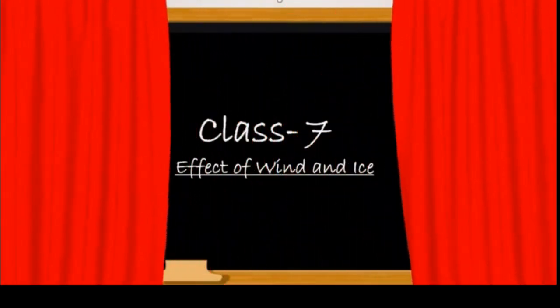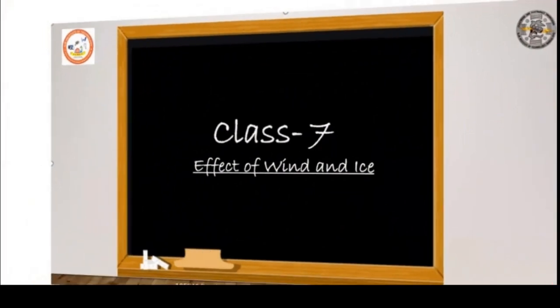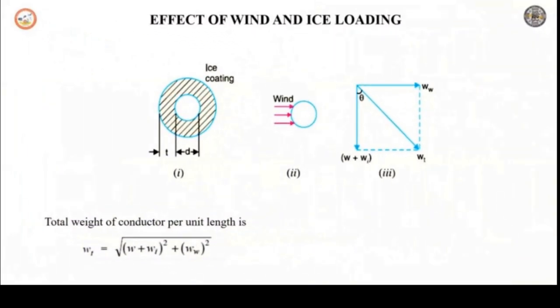Now we'll discuss today's class. Let us discuss the effect of wind and ice. You are looking at the diagram. You know the effect of atmospheric conditions on transmission lines.